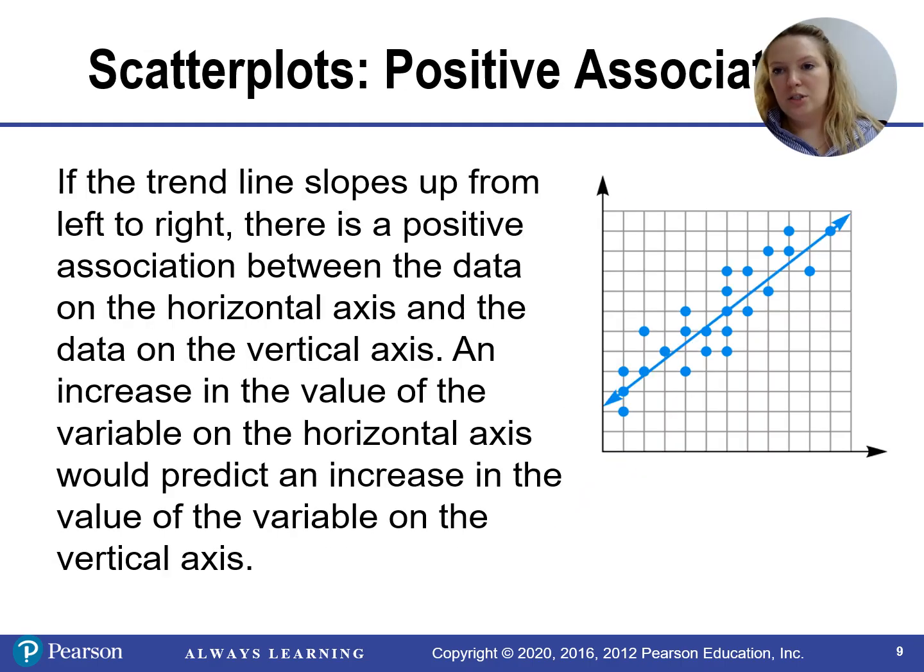There are associations that we can observe with trend lines. If the trend line slopes up from left to right, then we call that a positive association in the data on the horizontal and the vertical axis. That means that an increase in the value on the horizontal axis would predict an increase of the variable on the vertical axis. So for the studying and quiz scores example, we might predict the more you study, the higher quiz score you are going to get.